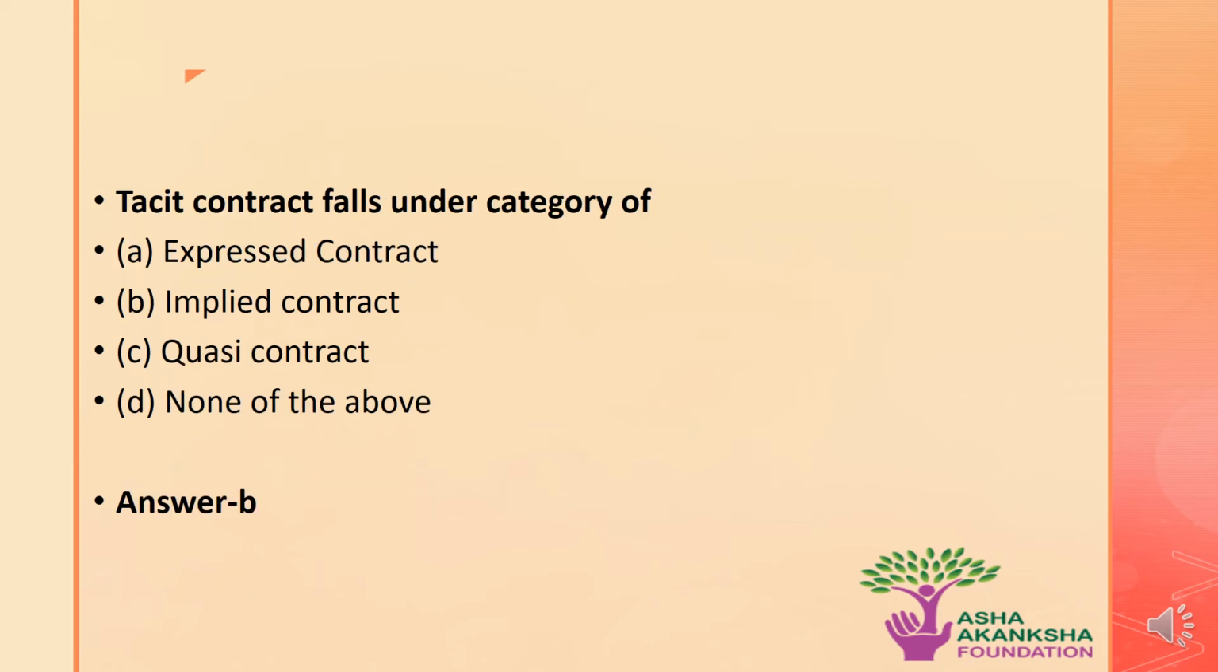The next question is: tacit contract falls under the category of which of the following? Options are A. Express contract, B. Implied contract, C. Quasi contract, or D. None of the above. The correct answer to this question is option B. That means to say a tacit contract falls under the category of implied contract.